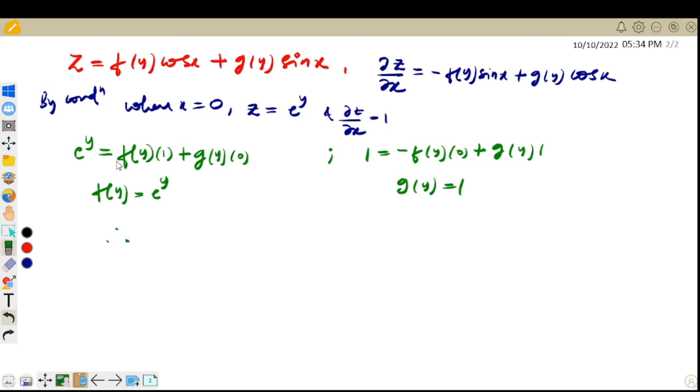Therefore z becomes, on substitution of the values of f(y) and g(y), f(y) is e^y, so z = e^y cos x + 1 times sin x.